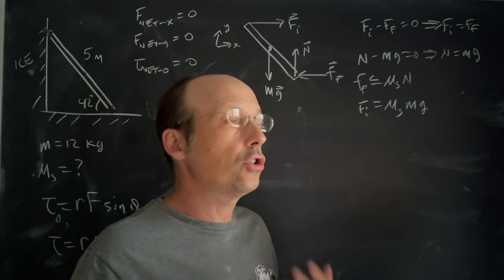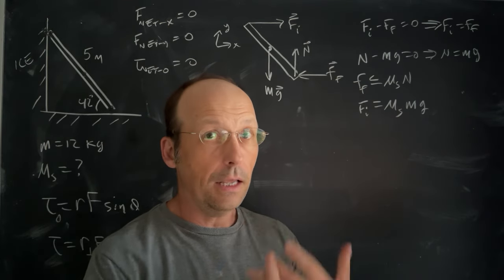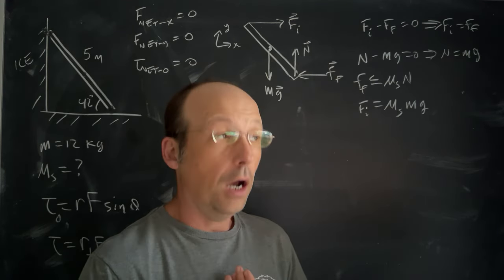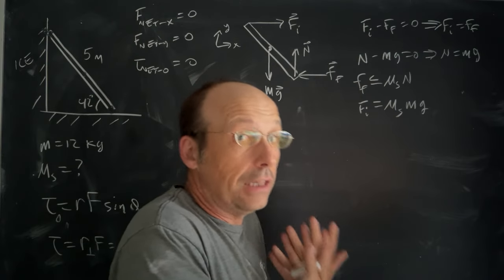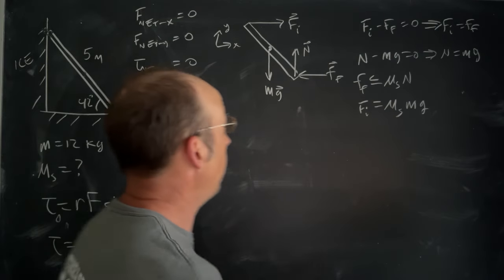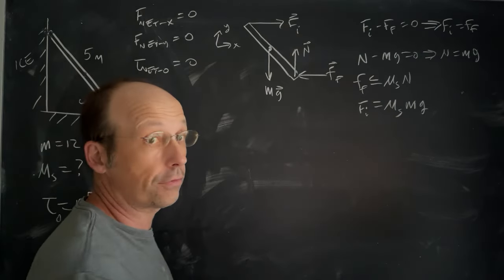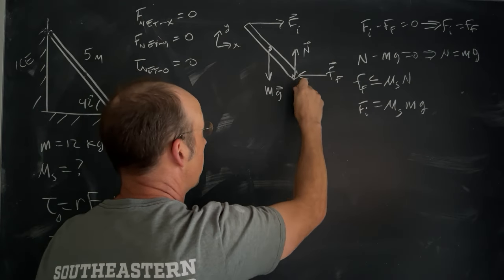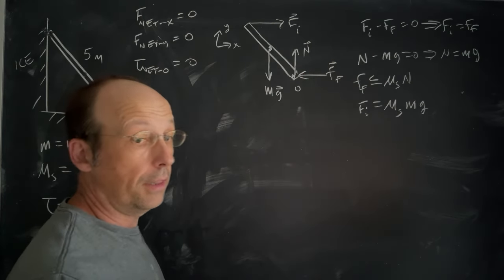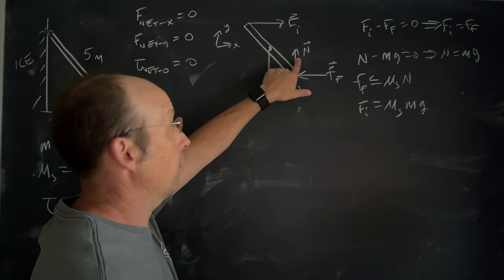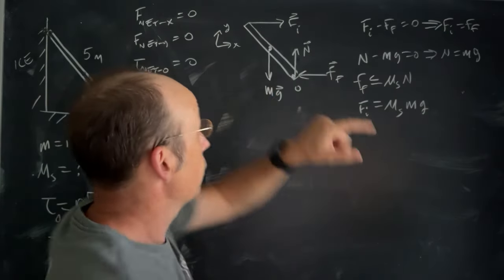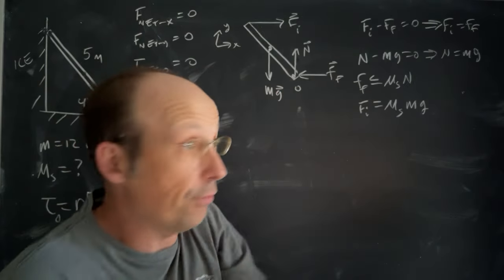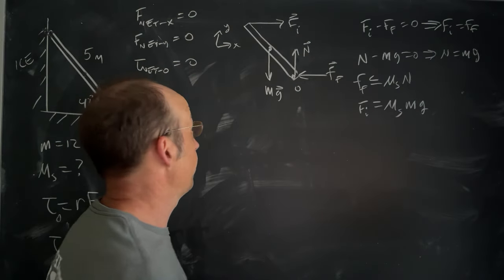So I want to choose a point that's convenient for me, a point that eliminates forces I don't want. Remember, I want to find the force of the ice wall. So if I pick this point right here as my point O, then the torque due to the normal force is zero. The torque due to the frictional force, zero. So they're not going to be in the equation, so let's do that.